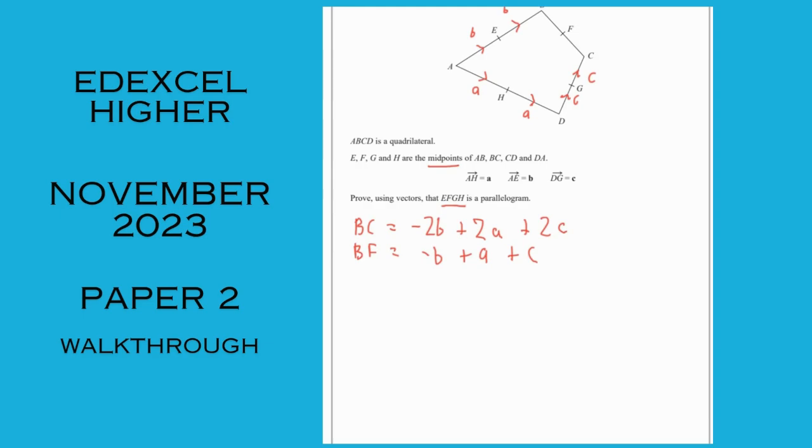So let's do the easy bits. Let's go for E to H. If we look at the line, how do we get from E to H? Minus B plus A?